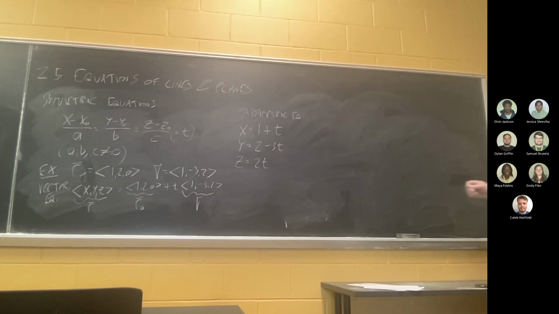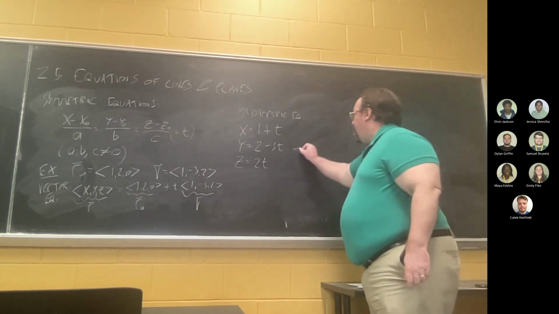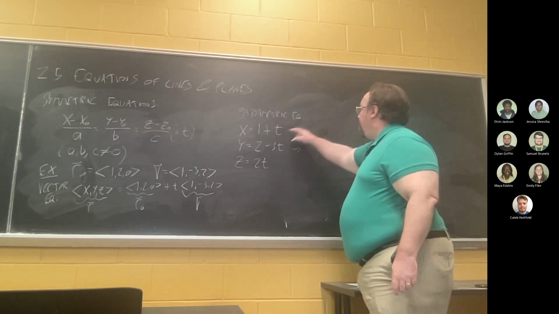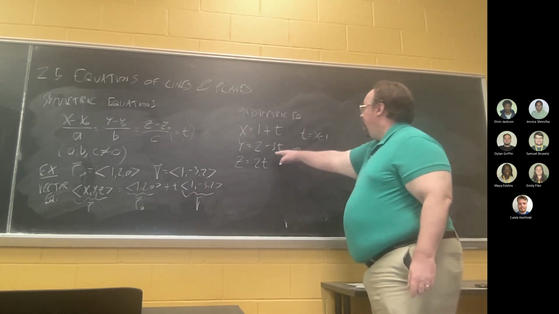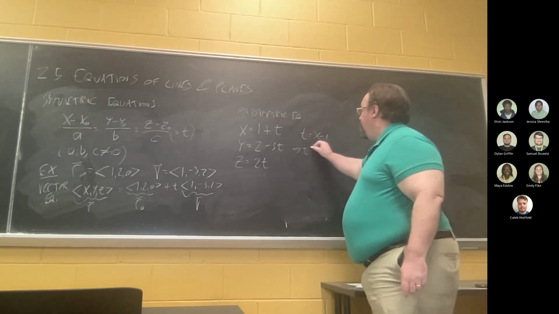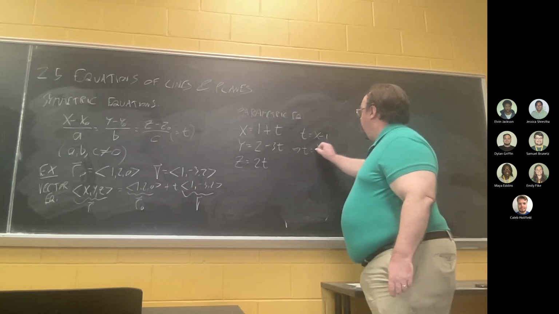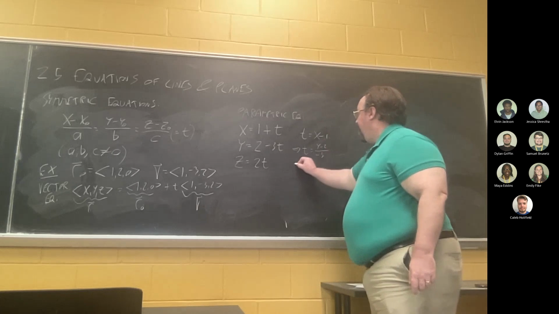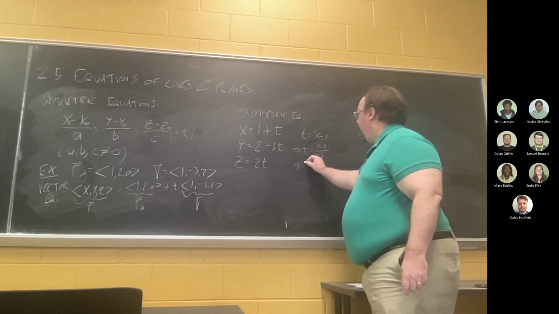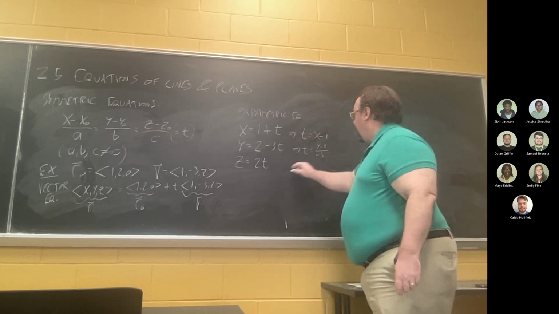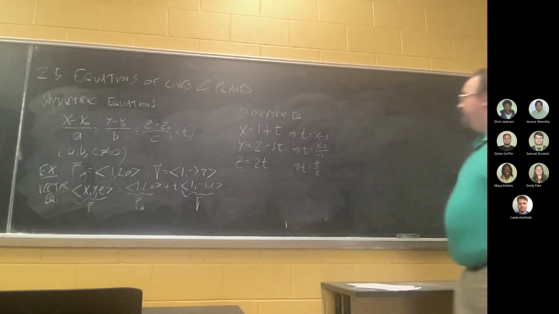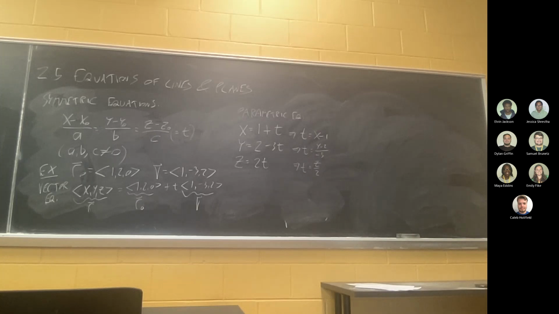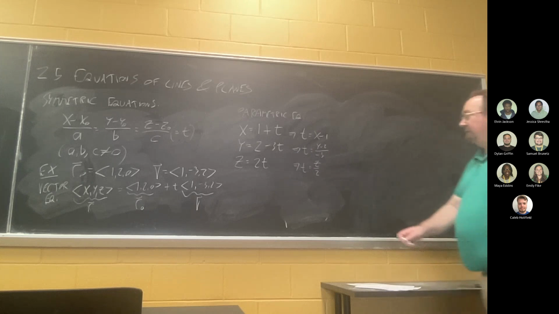Now, if I rearrange each of these equations, I'll solve each one of them for t. So the first one, t would be equal to x minus 1. The second one, t would be equal to y minus 2 over minus 3. And the third one, t would be equal to z over 2. So for all points x, y, z on the line, all three of these expressions must be equal.